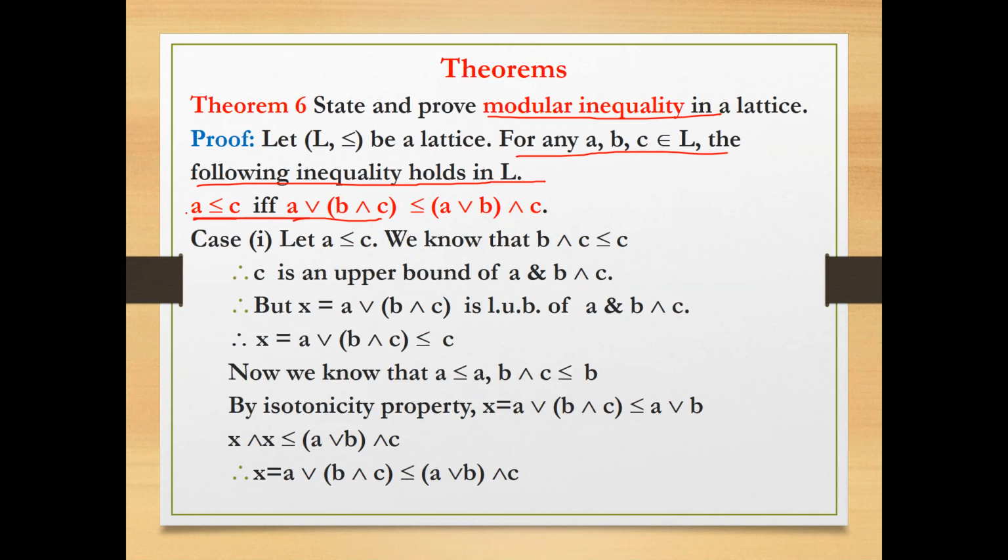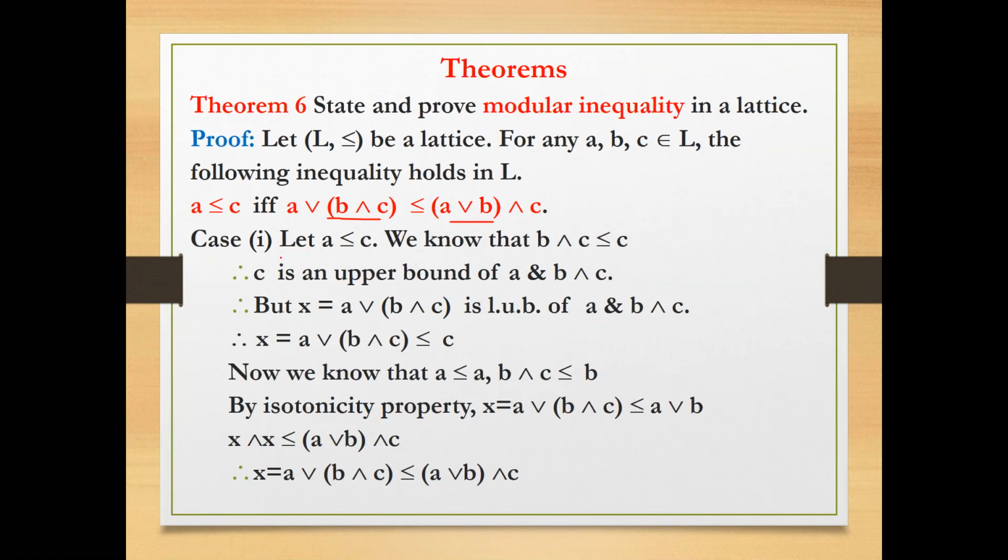If A is less than or equal to C, then the relation between the two will be less than or equal to. If you want to remember it, on one side A is joined with B meet C, and on the other side C is met with A join B. The relation stays the same, less than or equal. So this is the modular inequality.